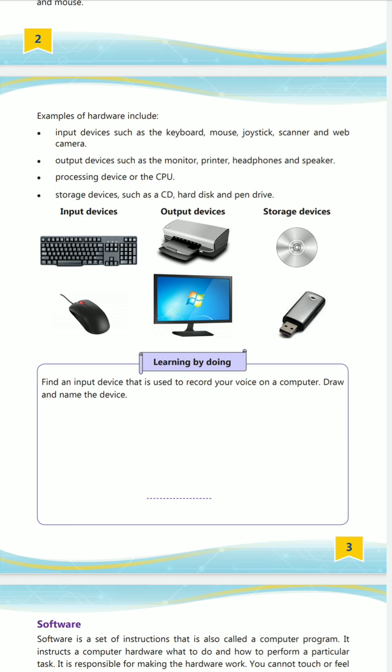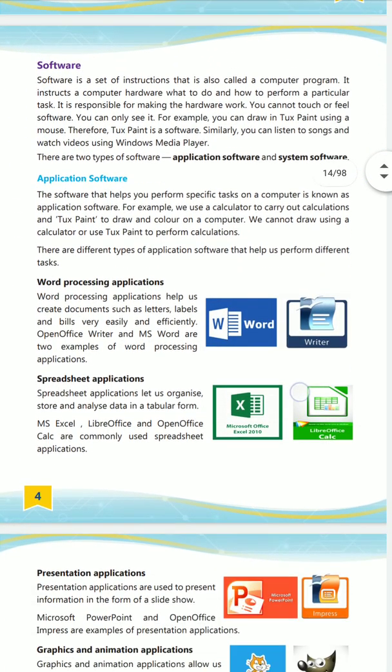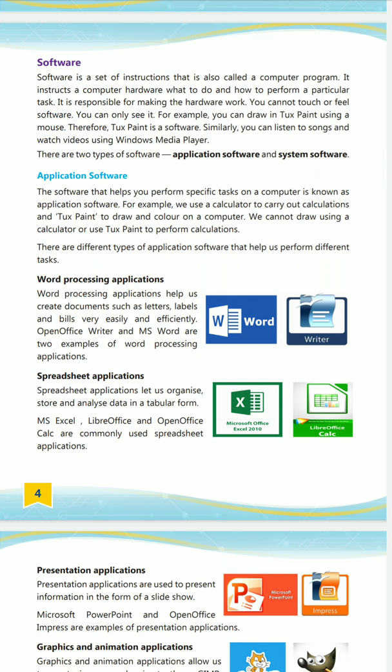CPU as like processing device. CPU is only right there. Then storage devices such like CD, hard disk, pen drive जिसके अंदर हम डेटा स्टोर करते हैं उसे हम कहते हैं storage devices. Software is a set of instructions that is called a computer program.